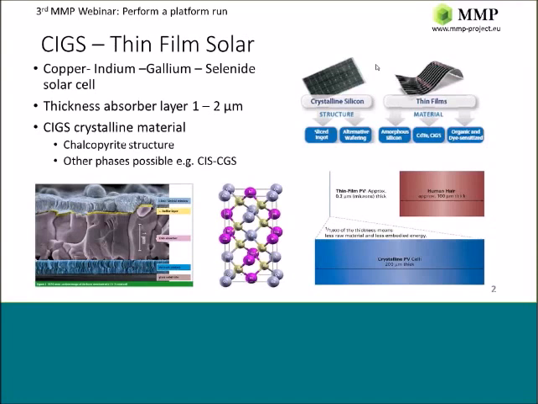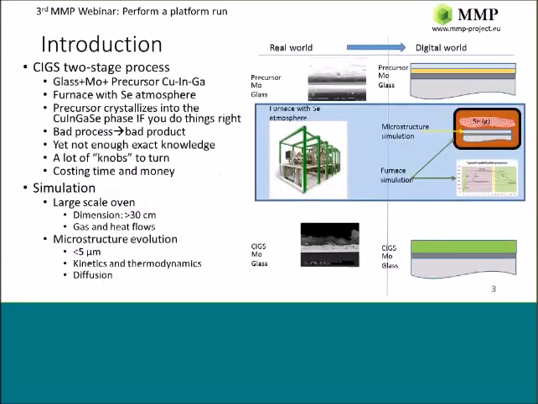One of the types of solar cells we are working on is CIGS thin film solar cells, where the absorbing material consists of copper, indium, gallium, selenide. The typical thickness for the absorber layer is 1 to 2 micrometer, and CIGS is a crystalline material, which is normally of the chalcopyrite structure, but there are also other phases possible. Can you go to the next slide, please?